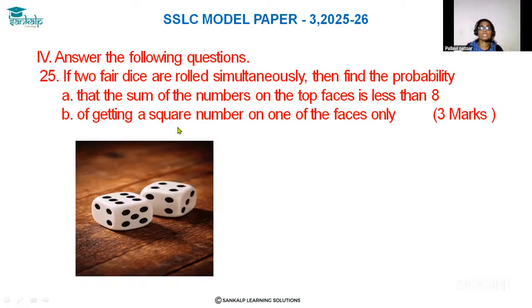Okay. So when rolling two fair dice, the total number of possible outcomes is n of S is equal to 36. Okay. So 6 into 6 is 36. The sample space S consists of ordered pairs, that is D1 and D2. Okay. So here one dice has 6 faces. So two fair dice are rolled. So the total number of outcomes is 36.